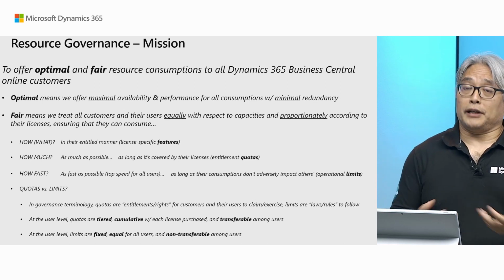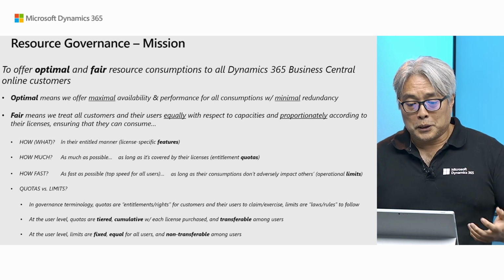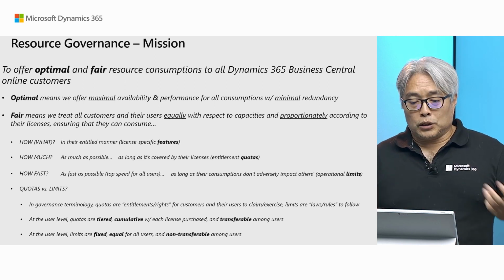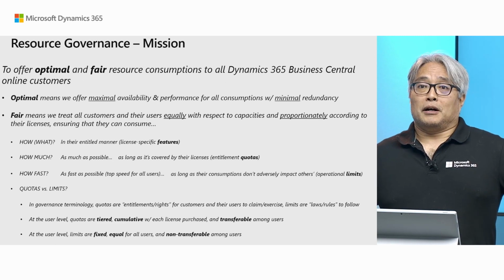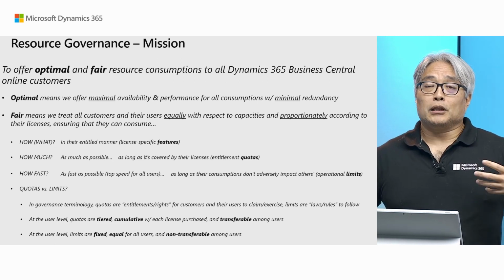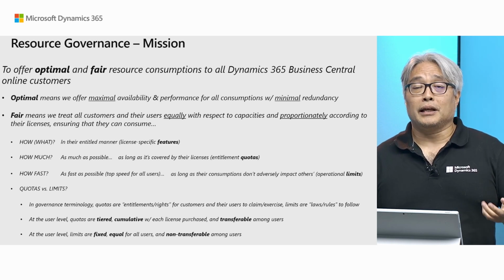For limits, they are fixed. That means all users have the same amount of limit that they have to follow. They are equal, applicable to all users, and non-transferable. That means if one user, for example, follows the speed limit of a web service request, let's say 1,000 requests per minute, and submits a request for 500, it does not mean the next user can submit 1,500. Everybody has to follow the same limit, which is 1,000 requests per minute, for example.